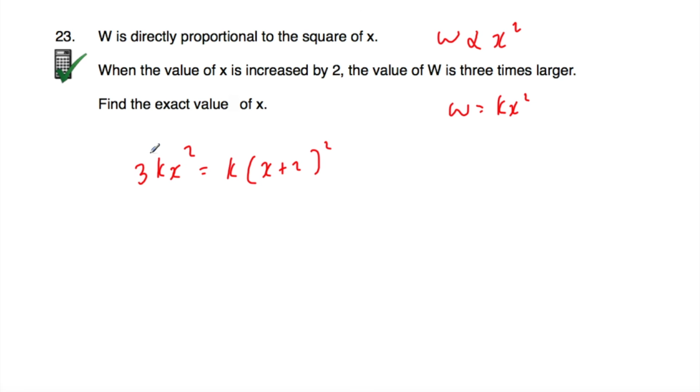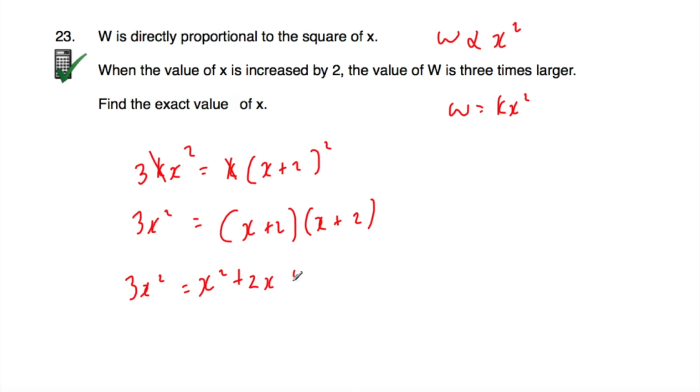The first thing I'm going to do is divide both sides by the constant of proportionality. So they've gone, so that's great. So we've got 3x squared is equal to, and let's expand these brackets, x plus 2 multiplied by itself, x plus 2. So we've got 3x squared on the left hand side, and on the right hand side, x times x is x squared. X times 2 is plus 2x, plus another 2x, and then plus 4. And if we simplify this, we'd have 3x squared on the left hand side is equal to x squared plus 4x plus 4. Just squaring that bracket.